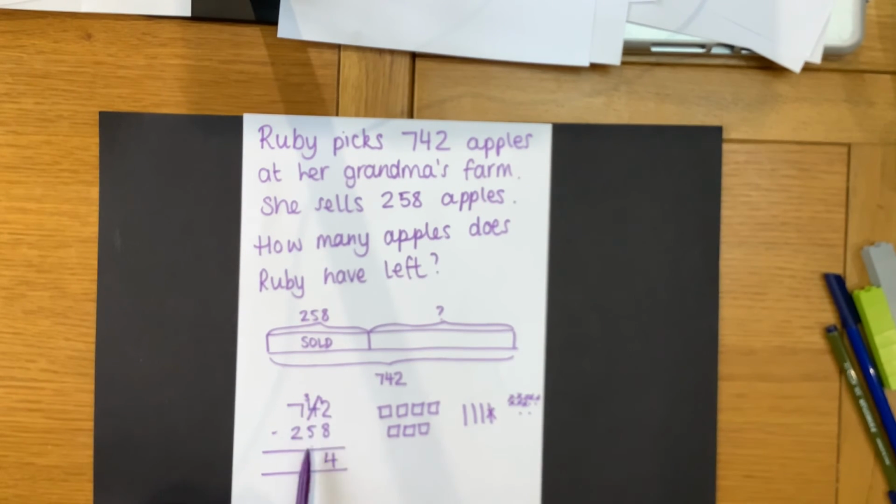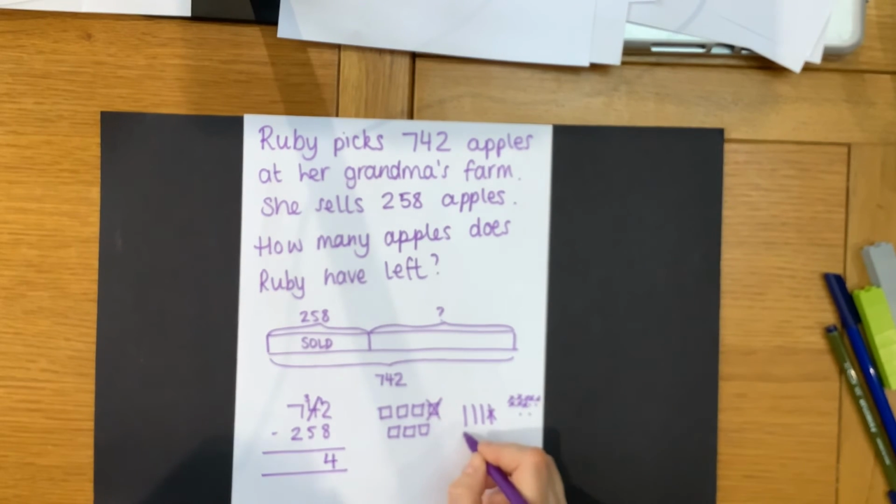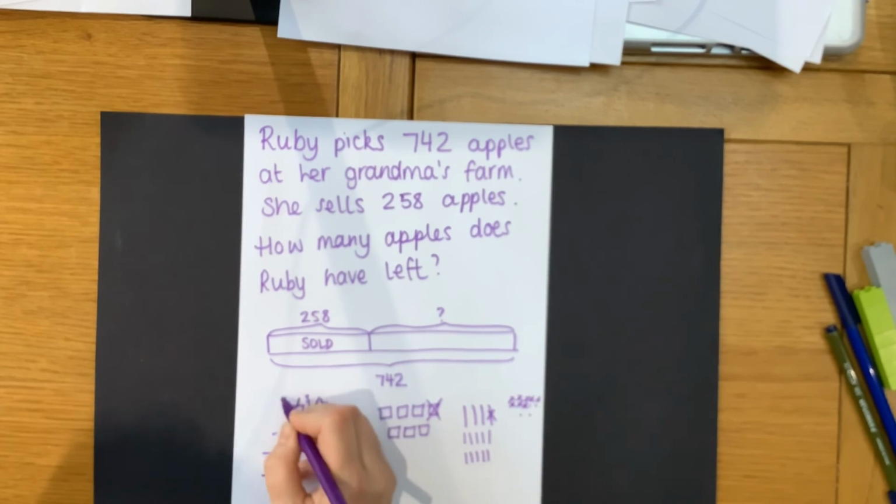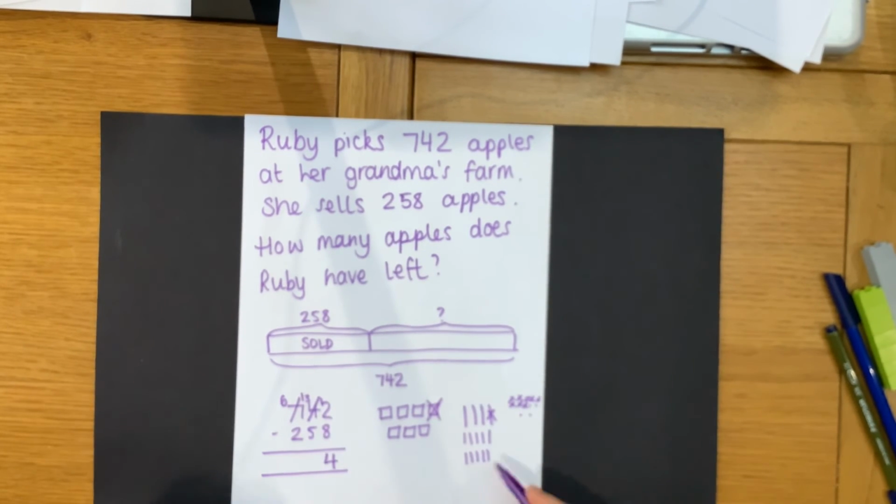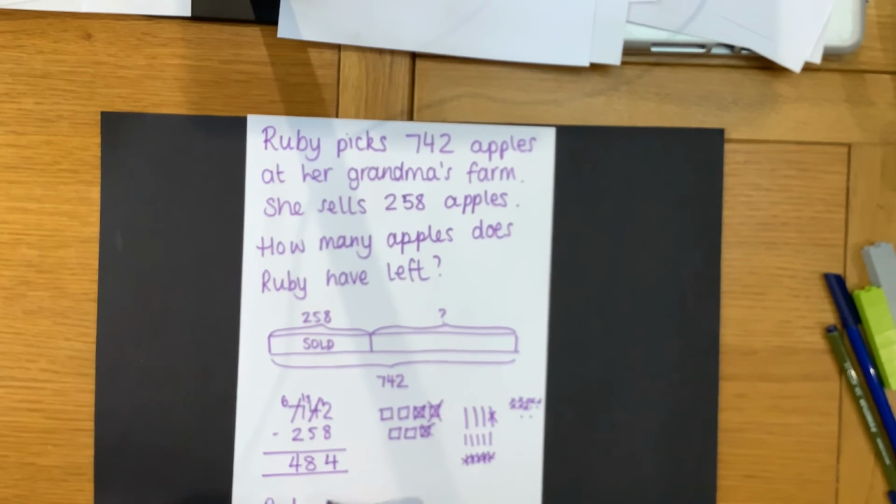Now I move on to my tens. I need to take away 5 tens because there are 5 tens in my number. Haven't got 5 to take away, so I'm going to exchange that 100 into 10 tens. Okay, and that's what it looks like, the abstract. And then I'm going to take away the 5. So that leaves me with 8 tens. And then hundreds, I need to take away 2, which leaves me with 4. So Ruby has 484 apples left. How did you get on?